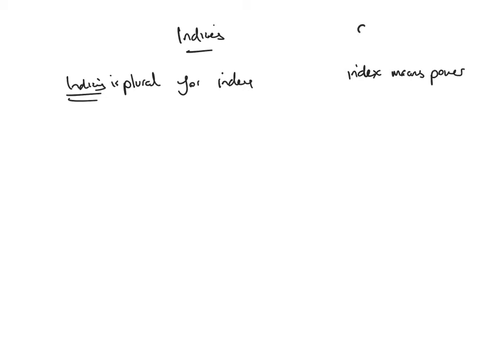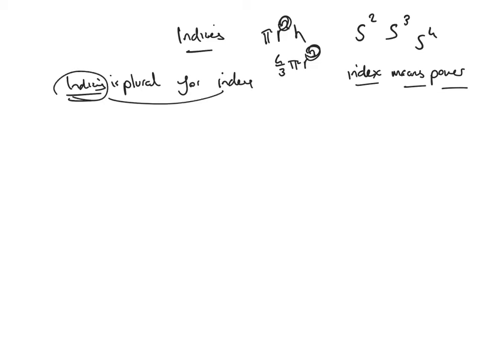Okay, and you've worked with powers before, like 5 squared, that's 5 to the power 3, 5 to the power 4, and so on. You've looked at powers with, for example, pi r squared h being the volume of the cone, or 4/3 pi r cubed being the volume of a sphere. So the 2 and the 3 there, that's your powers. So in maths, index means power. So indices is plural for index, so that means indices is powers. So this topic can be thought of as powers.